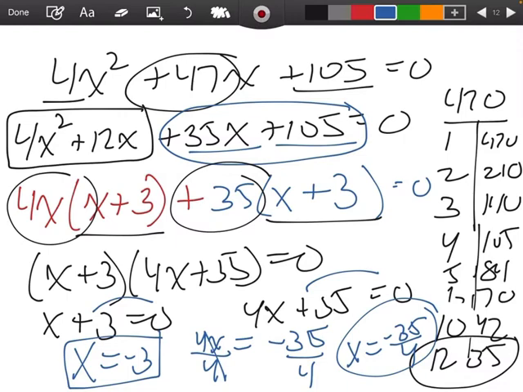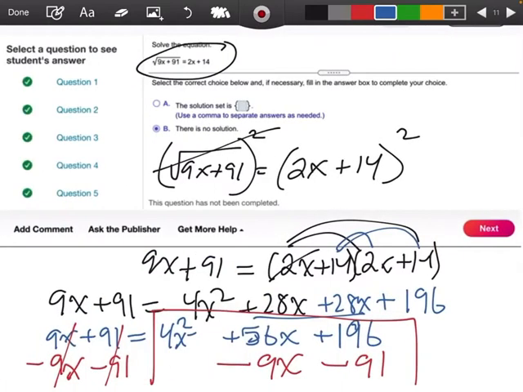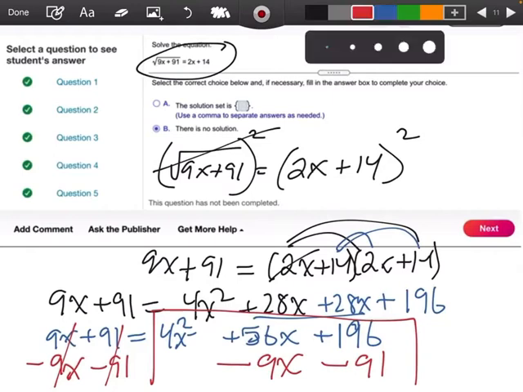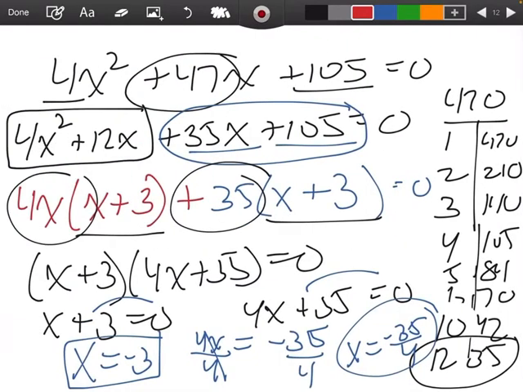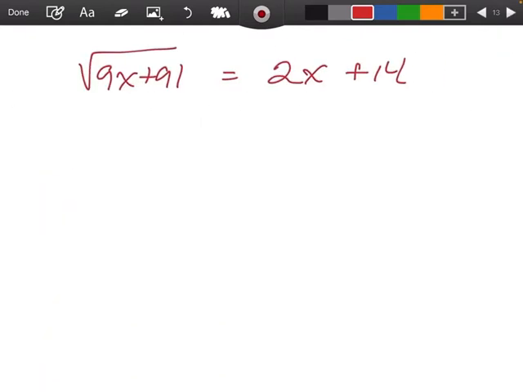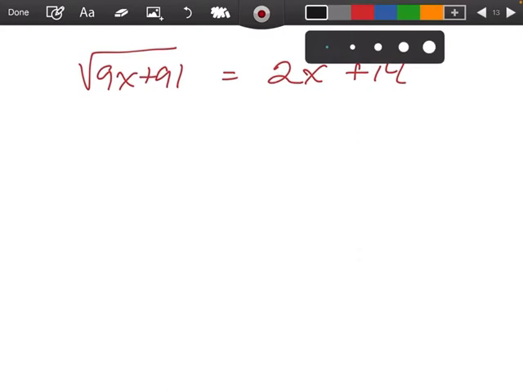So what I'm going to do is come back to my original problem, which is right here. I'm going to rewrite that problem over on the next page. Square root of 9x plus 91 equals 2x plus 14. And what I need to do now, y'all, is check my answers. So let me check negative 3. I'm going to check negative 3 first because it's probably going to be the easier one to check.